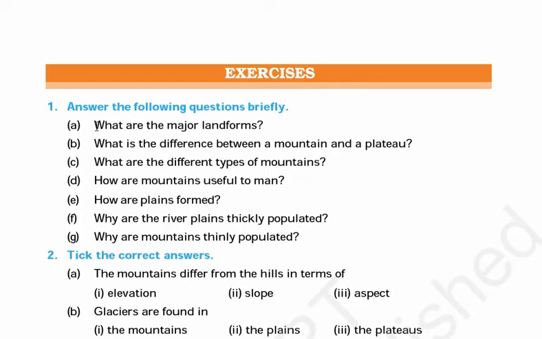So first question, what are the major landforms? The major landforms are mountain, plateau and plains. We will see this in the second page. So just go back to the second page and you will see the answer. The major landforms are mountain, plain and plateau.